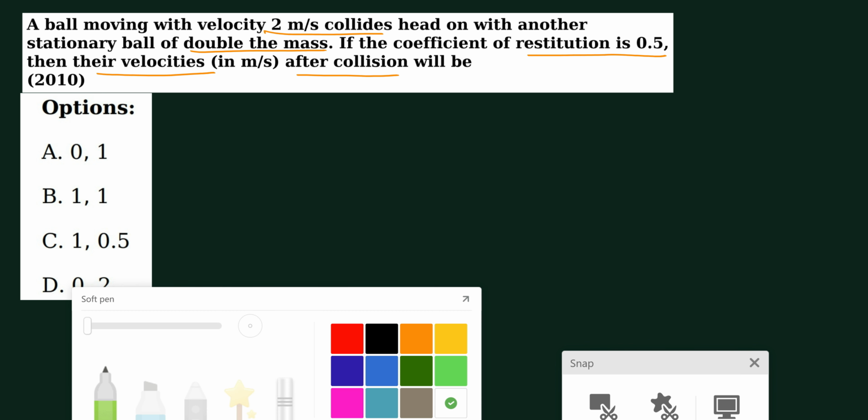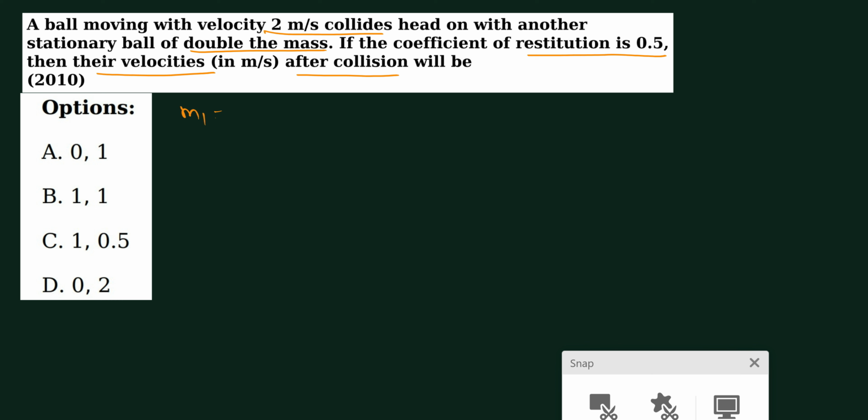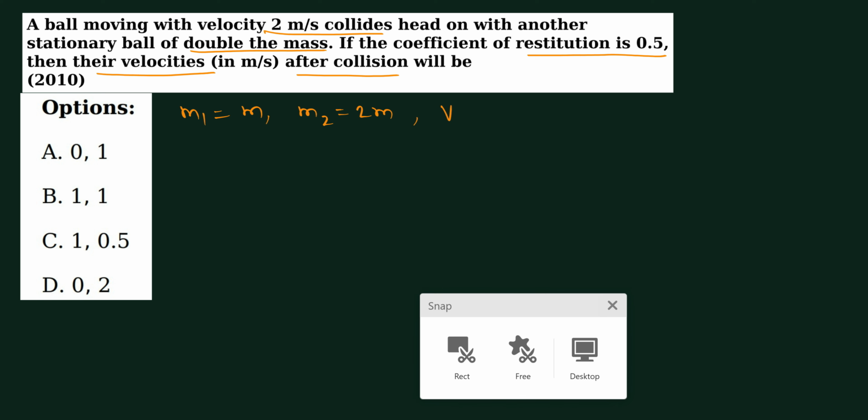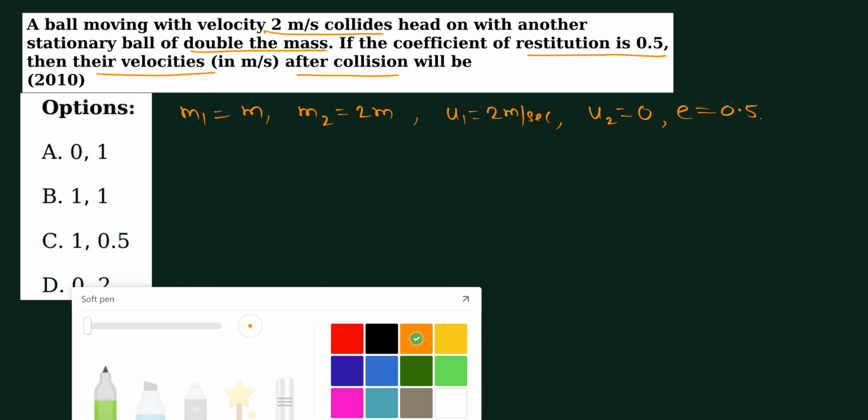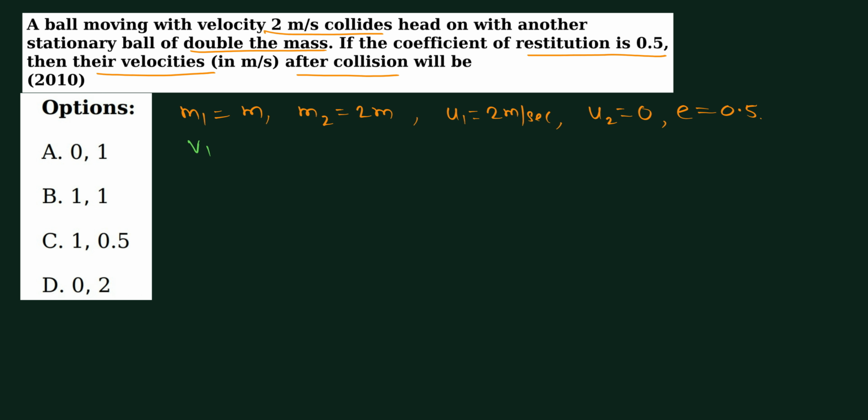Before that, what is m1? What is m2? Just note it down. m1 equals m, m2 equals 2m, so double the mass compared with the first one. Then the velocity of the first ball is u1 equal to 2 meters per second, and the second ball is stationary, which means u2 is 0. They also gave the e value, which is 0.5. We need to find v1 and v2.